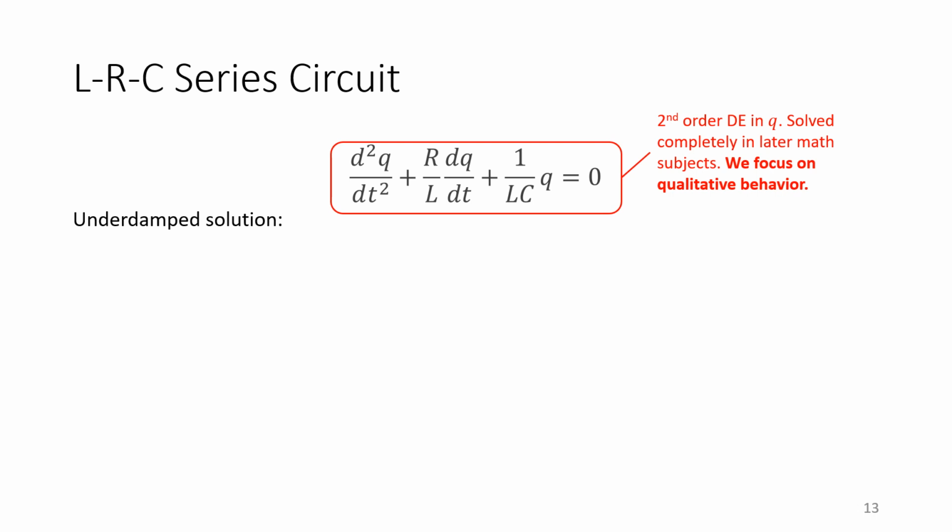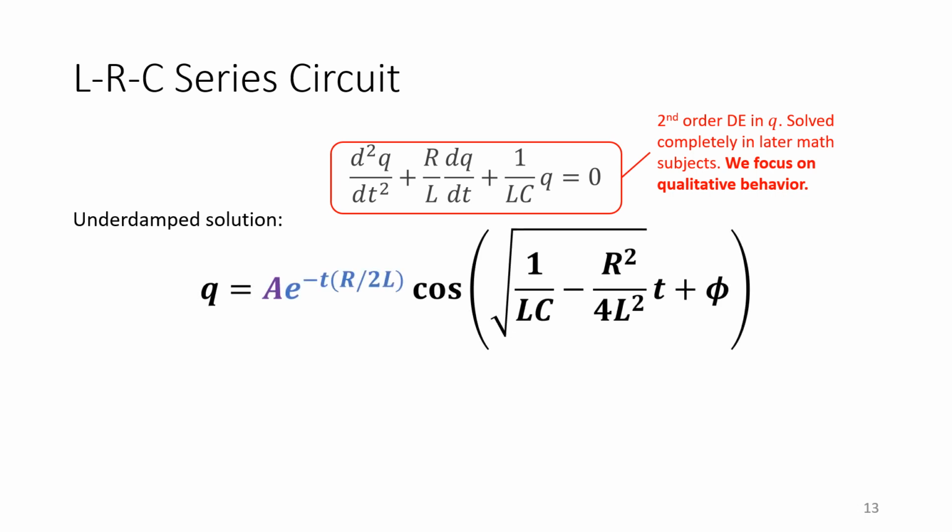Now let's start with the underdamped solution because it's the one closest to the LC circuit behavior. This underdamped solution leads to the charges oscillating back and forth in the system, and it decreases in energy in each cycle. The solution function itself is long, but we can split it into three parts, or three factors if you will. The first one, in purple, is the maximum charge at the start. We can call it A, we can call it Q.